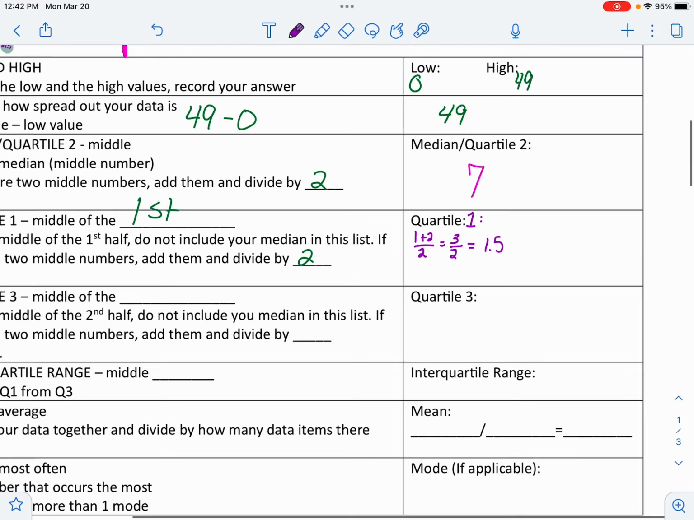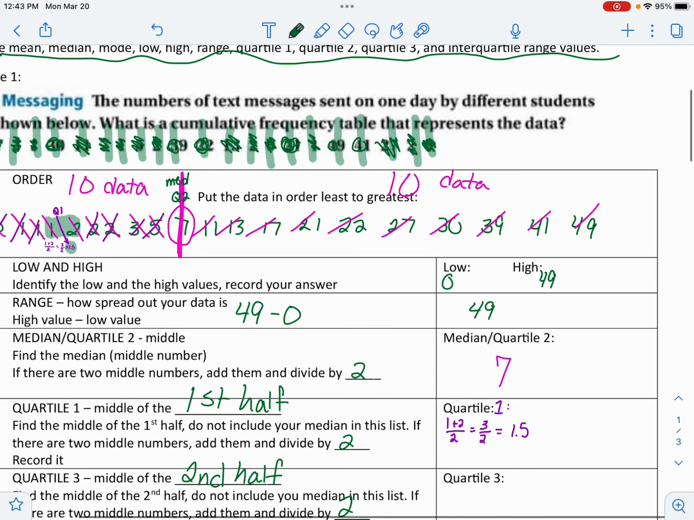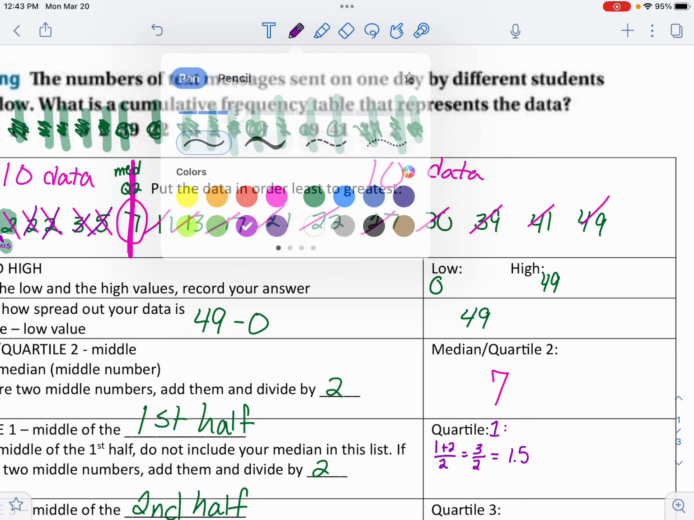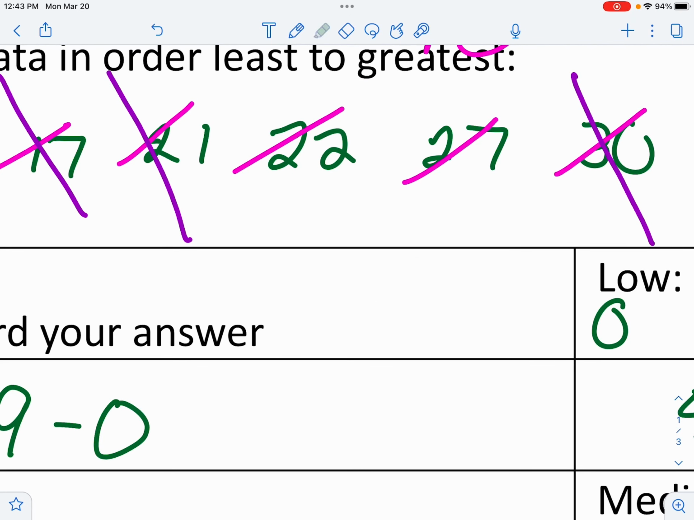Now we're going to need to do that again. We need to find quartile 3. Quartile 3 is the middle of the second half. If you don't have a clear-cut middle, which you won't this time, you're going to add your middle numbers up and divide by 2. Just like I did last time, I'll do 3 at a time. 1, 2, 3, 1, 2, 3. These are my middle ones. Remember, I told you to add them up when you have 2 and divide by 2.